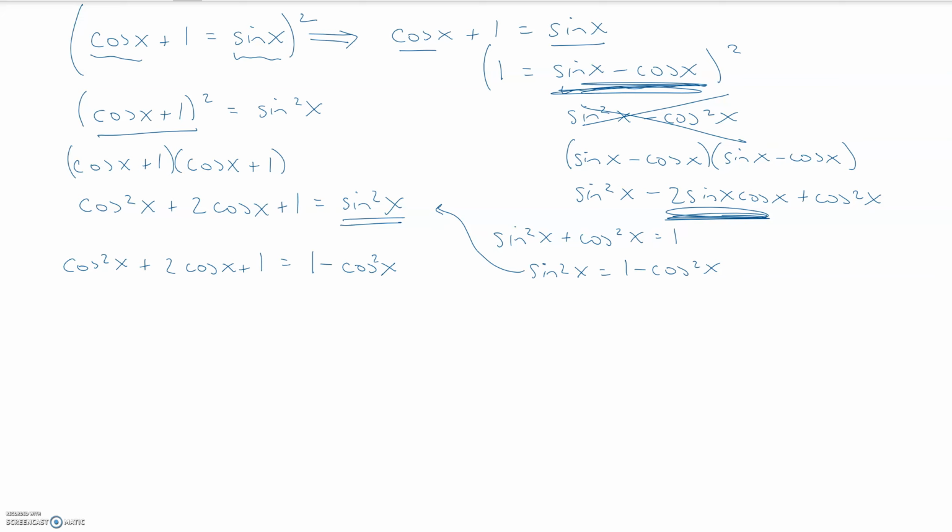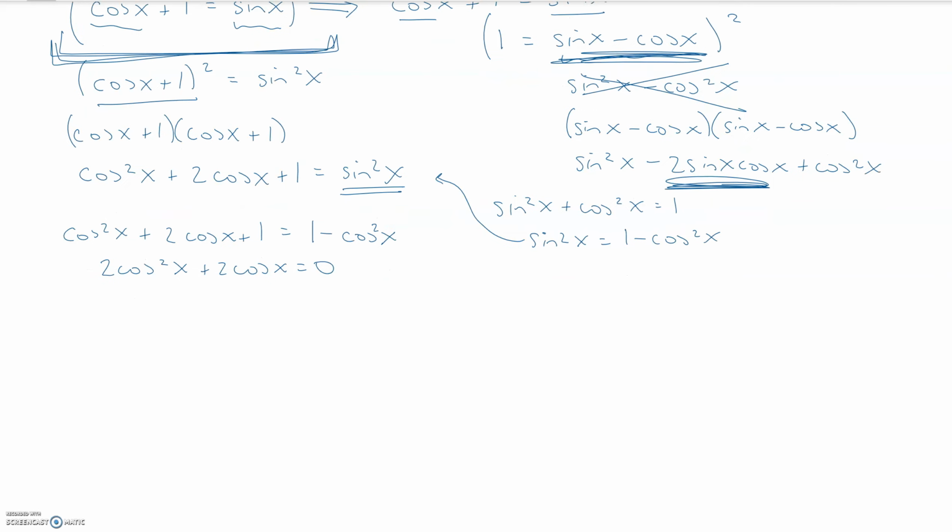So now I get everything on one side. I get 2 cosine squared x plus 2 cosine x equals 0. Pause the problem here and try to solve it the rest of the way.